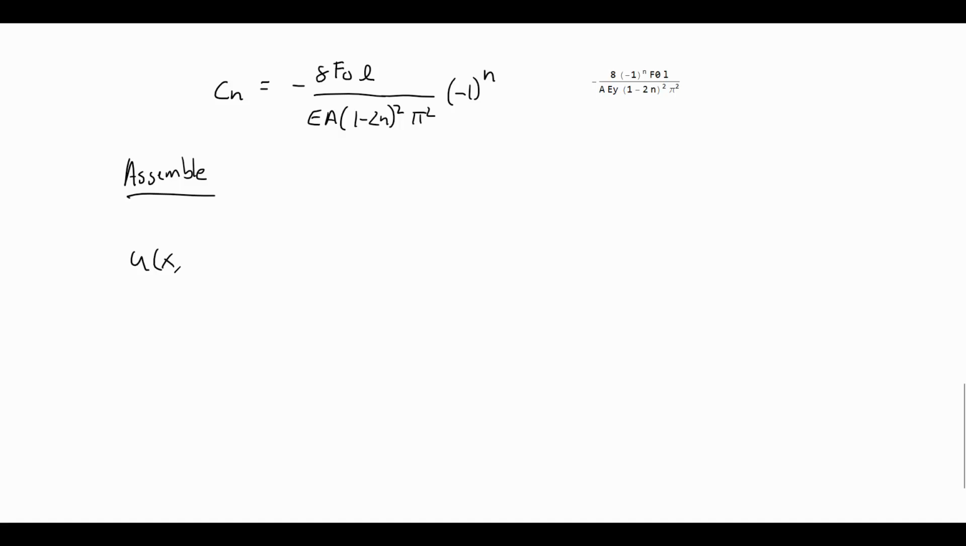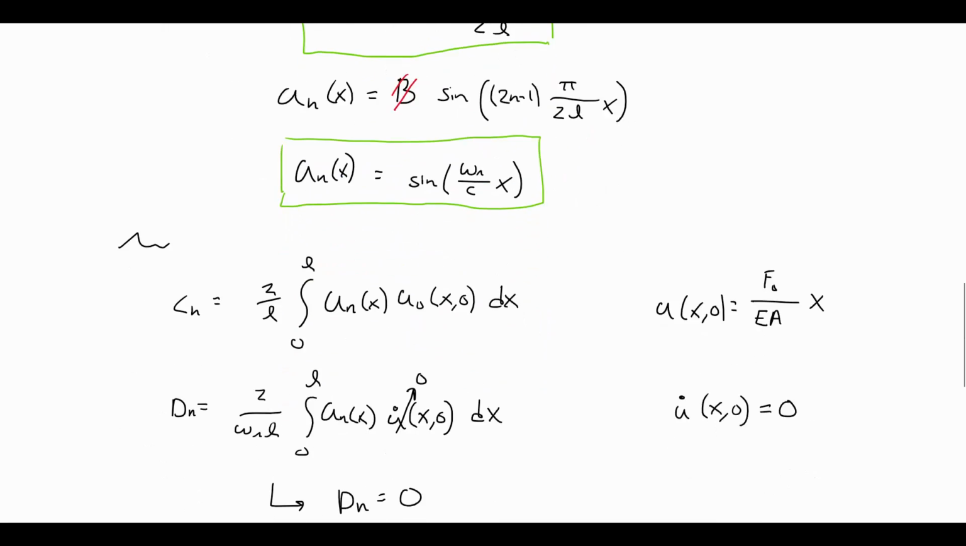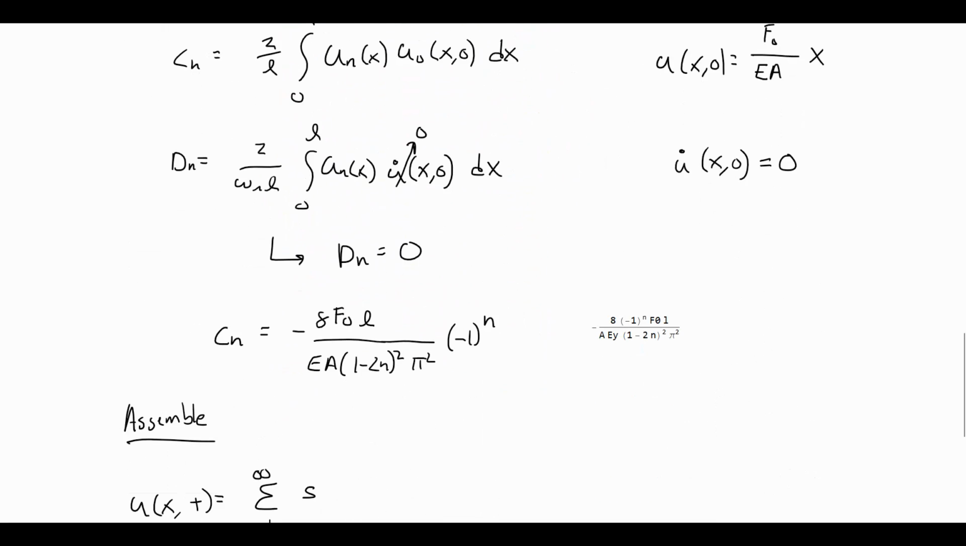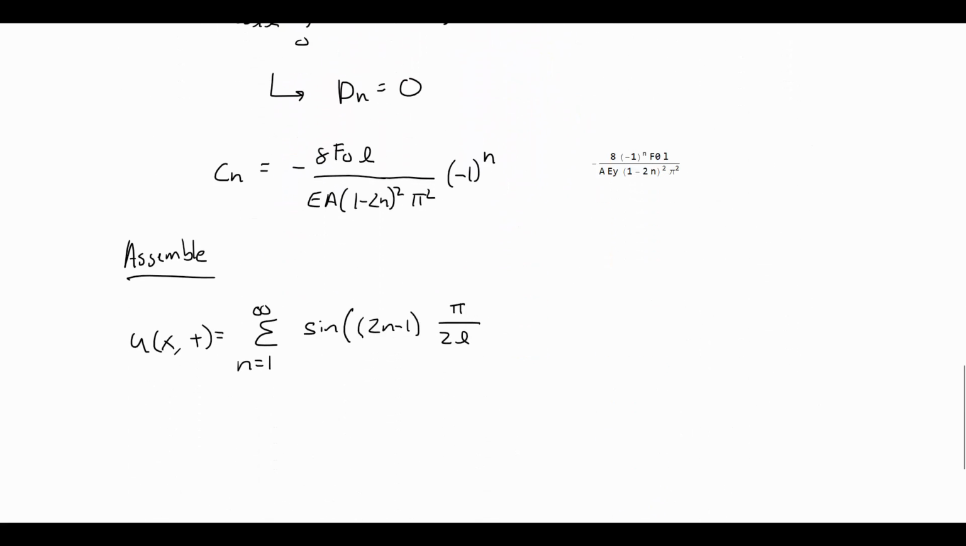So assembling u of x,t is the infinite sum from 1 to infinity of our eigenfunction, going back to its definition here, this sine, and I'll put everything in kind of the long form, writing out what the natural frequency is, 2n minus 1, and we have a pi over 2L, since the c's canceled each other out, times x. Right, so again, that is the eigenfunction.